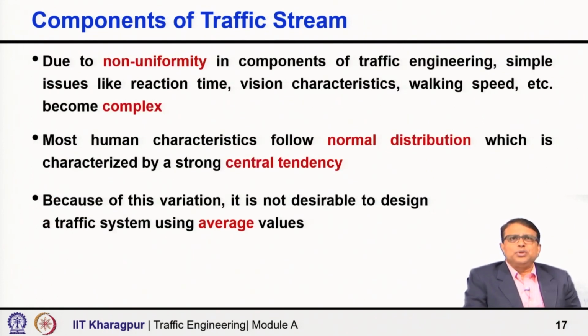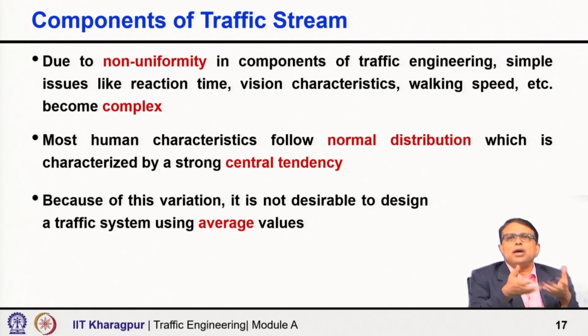So, due to non-uniformity in components, traffic engineering, even in simple issues like the reaction time, vision characteristics, walking speed, everything becomes complex. What you consider in the design, right. Now, most human characteristics in a way follow normal distribution, which is characterized by a strong central tendency. So, because it varies, our life is so complicated, it becomes complex.